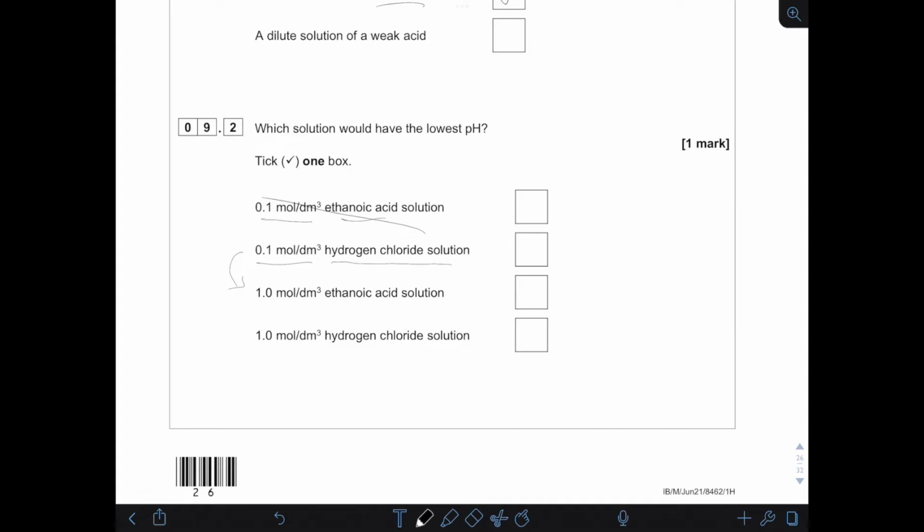In which case it's going to be a lower pH. So actually, what we really need to compare is these two, 1 mole per decimeter cube. So actually, this probably isn't the right one either. And now between these two, ethanoic acid versus HCl, it's not ethanoic acid, so we know it's the last one.